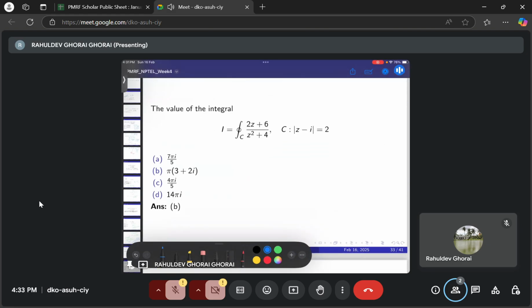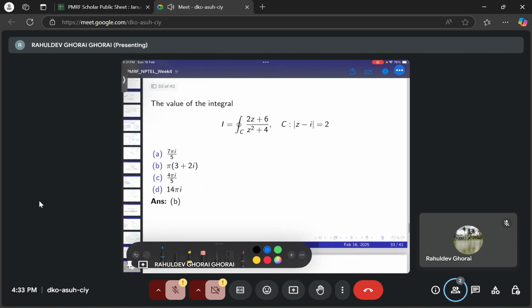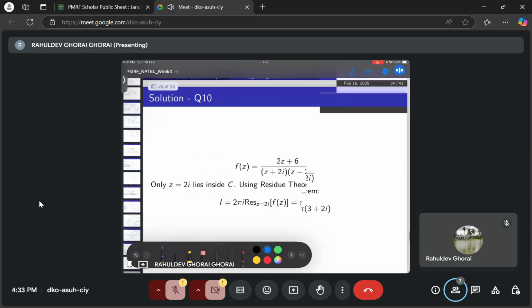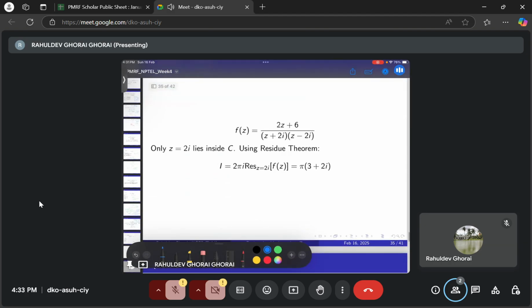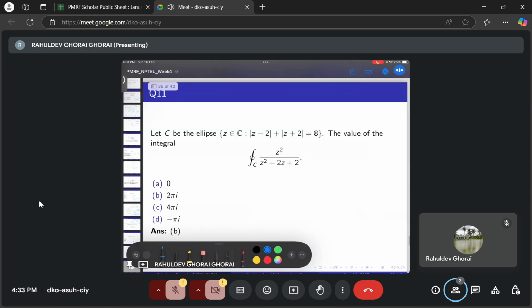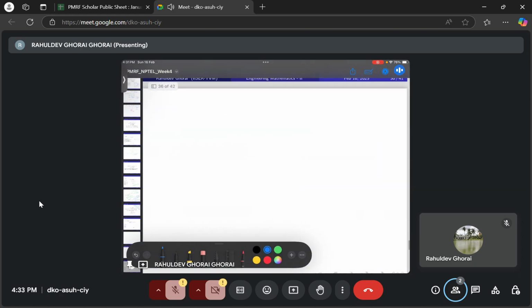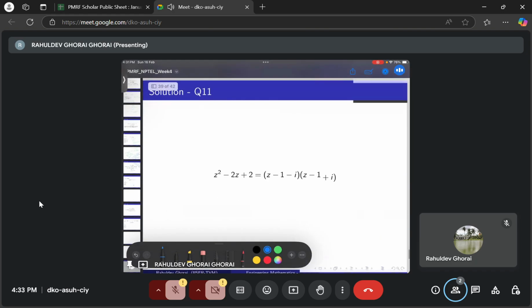So what is the value of this integral? So this is very easy. I don't do it because we have done the same. So you can take it as homework because the solution is also given here, and this one also is the same. So this type of things are the same.